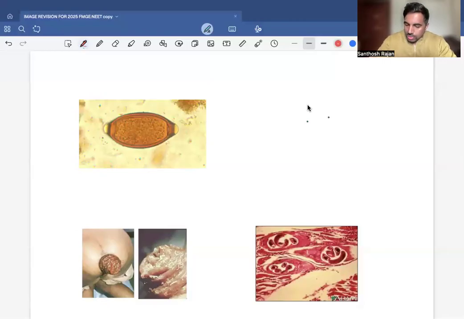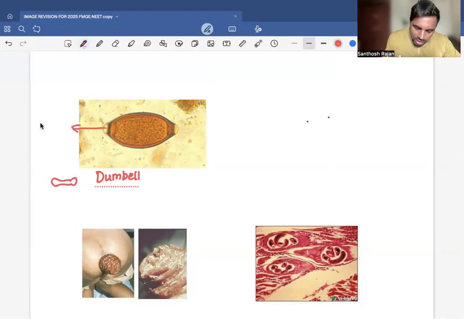So here, the first image, most of you know, you can see this is the egg. Okay, so how does the egg look? This really looks like a dumbbell, right? Just looks like a dumbbell. If you tilt it a little bit, it will look like this, like a tumbler. And you can see at the ends, these are the mucus plugs. Okay, mucus plug. So basically this looks like a dumbbell shaped egg.